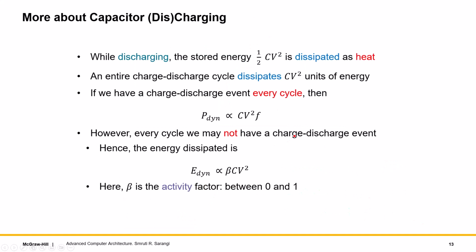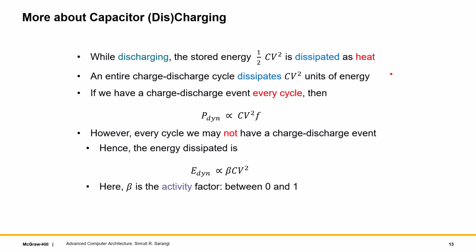So let's understand the capacitor charging and discharging slightly better. Even when I'm discharging, all the energy that is stored across the capacitor, half CV square, is dissipated as heat, mainly because the current flows through the resistor, and then there is an I square R loss.